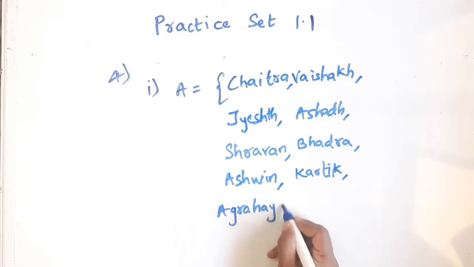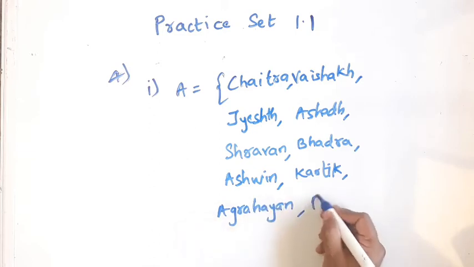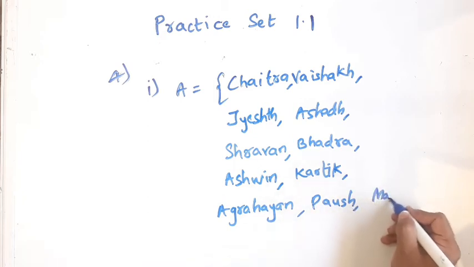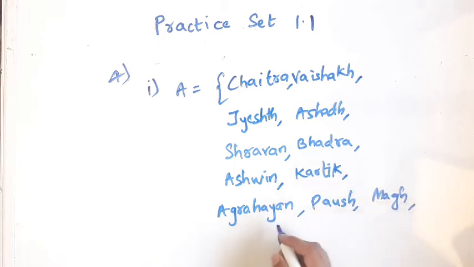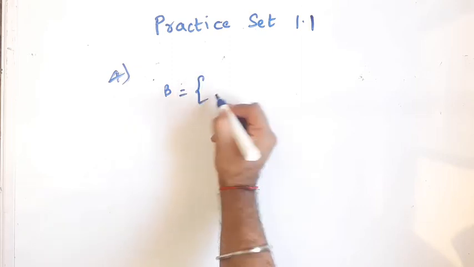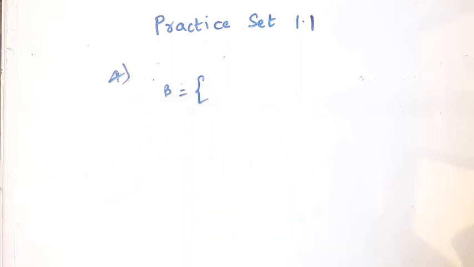Agrahayan, then it is Paush, then it is Magh, and the last one is Falgun. Okay, so these are the 12 months of Indian solar calendar. Then we'll move on to the second one, which says write the letter in the words complement.